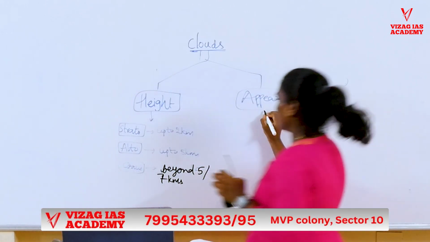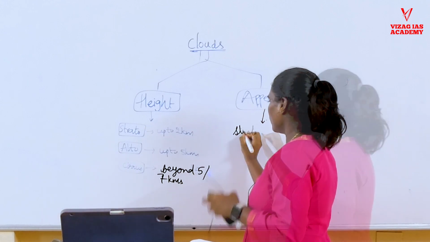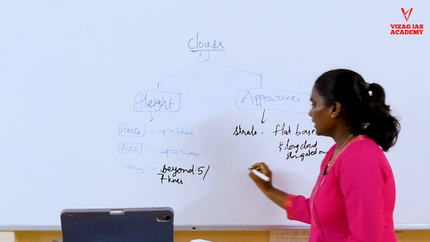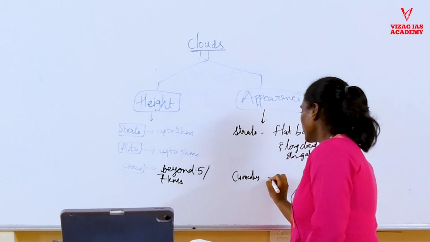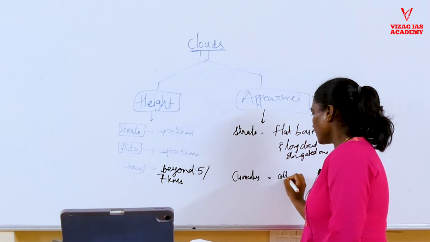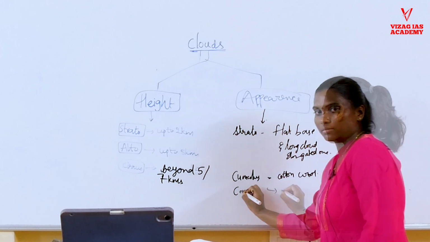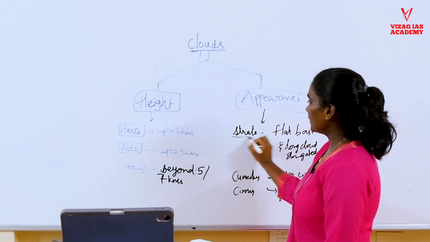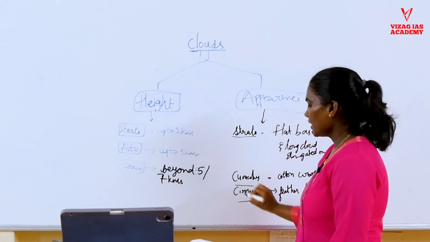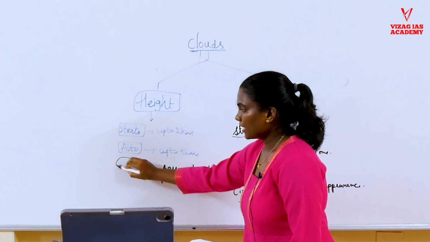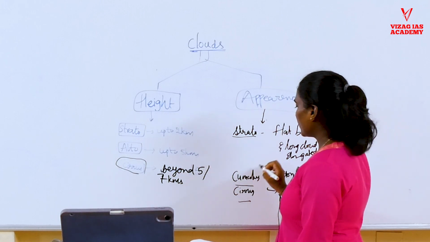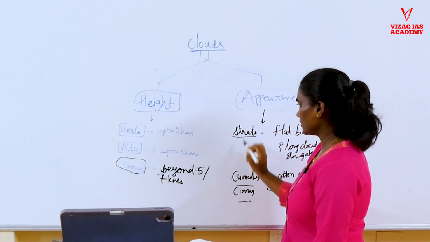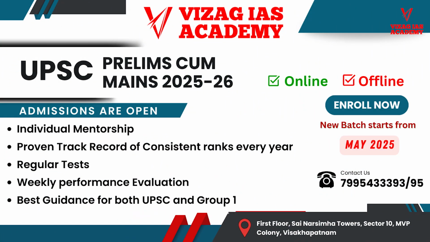And depending on appearance, we can divide it into strato, which means a flat base and a long, elongated cloud. Another one is cumulus, which has a cotton wool-like appearance. And another one is cirrus, which has a feather-like appearance. Whenever they ask a question, they will give descriptions of these parts and also give these heights, and they will mix and match these parts. For example, they give stratocumulus or stratocirrus, cirrocumulus, altostratus, like that.